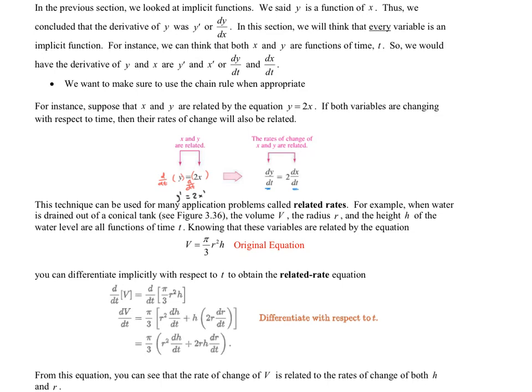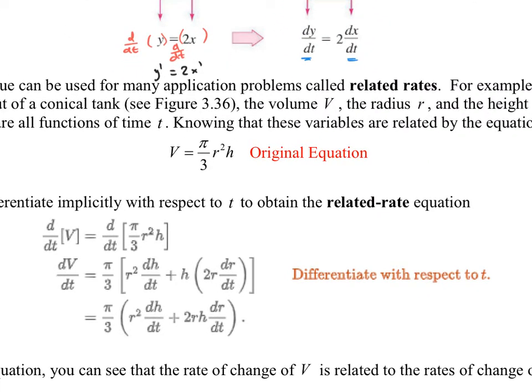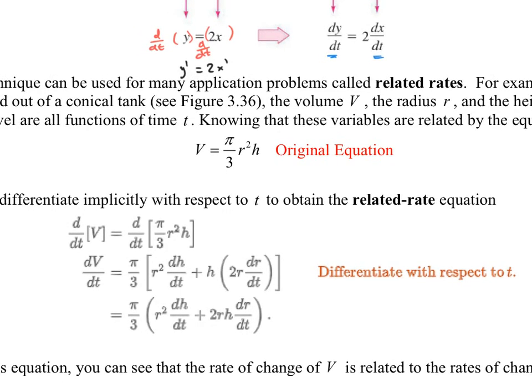For example, when water is drained out of a conical tank, the volume v, the radius r, and the height h of the water level are all functions of time t. Knowing that these variables are related by the equation, well, it's a cone, right? So what's the formula for a cone? The formula for a cone is volume is pi over 3 r squared h. So what do we do? Take the derivative of both sides with respect to t, and remember every single variable is implicit. So what would the derivative of v be? The derivative of v would be v prime, or dv dt.